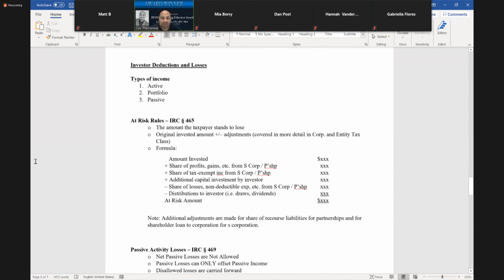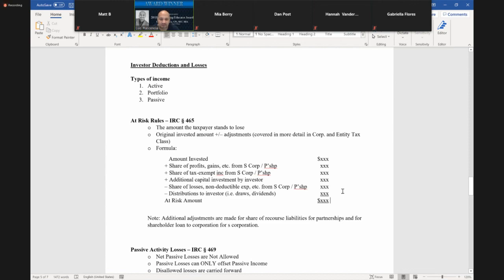But there are several computations, especially when we're dealing with partnerships. You make adjustments during the year, and for S corporations this is the way it works. I cover this in more detail in the corporate and entity class. But just so you can get an idea how it works, you start out with the initial amount that you invested, plus your share of profits, plus your share of tax-exempt income. If you add additional capital, that's in there as well. You subtract your share of losses. Non-deductible expenses are included in here. Dividends and draws are also subtractions. That is going to be your at-risk amount.